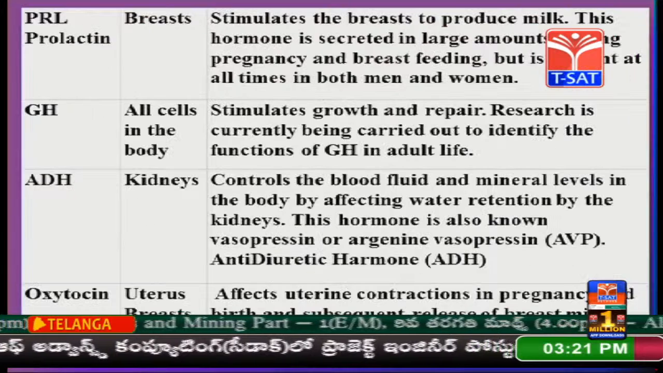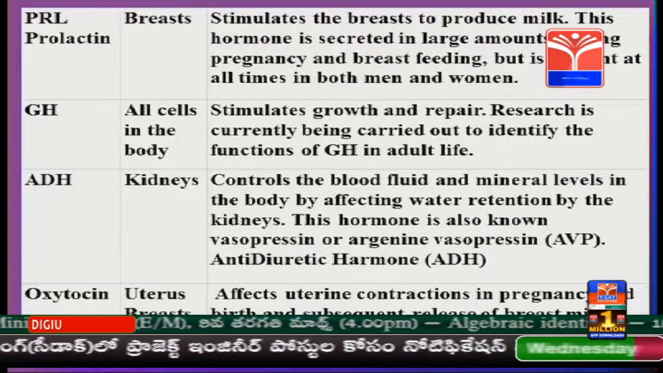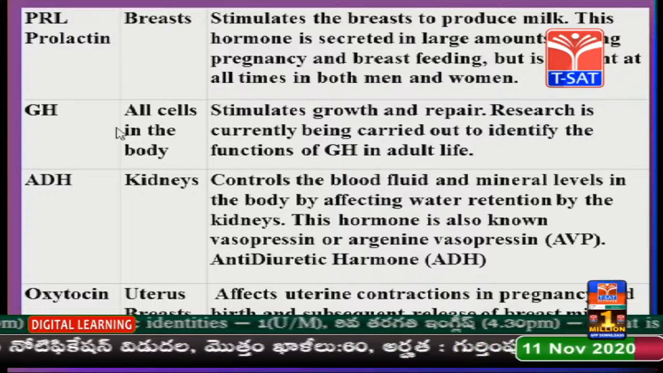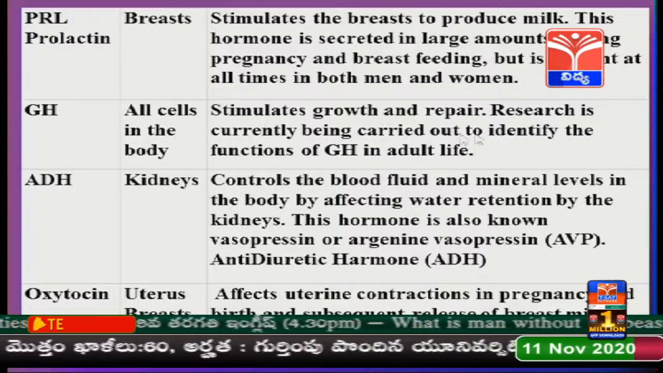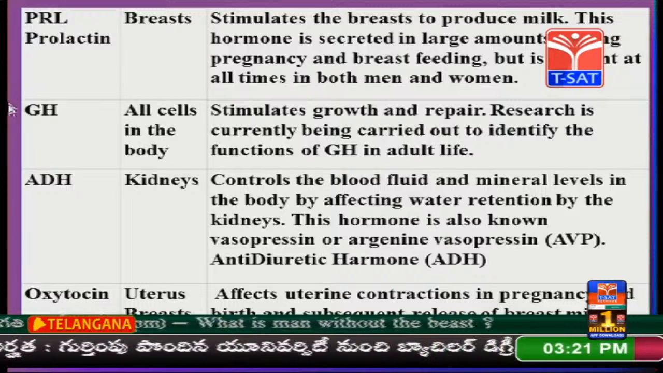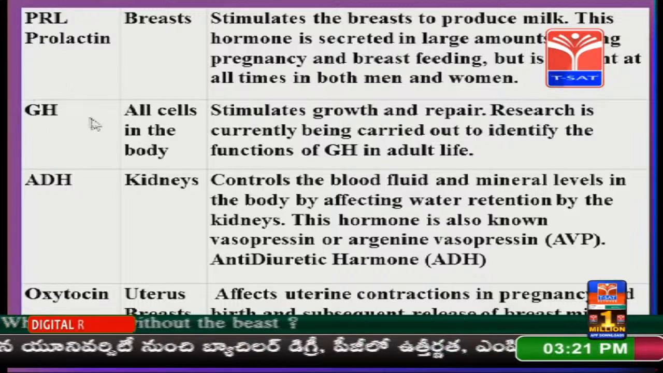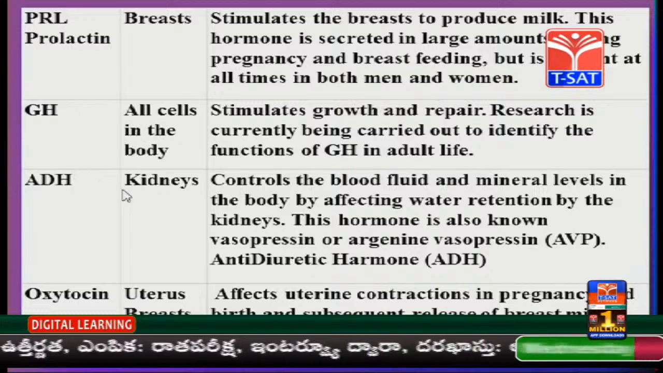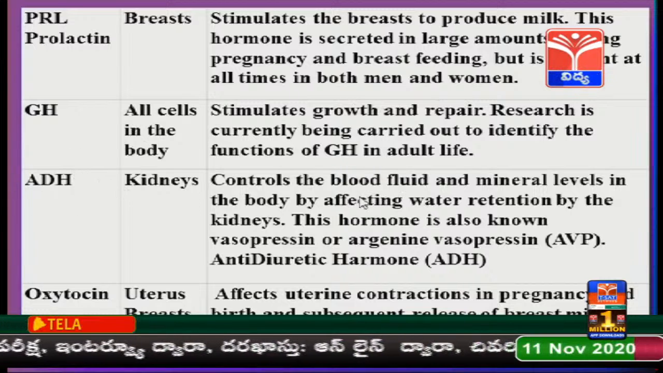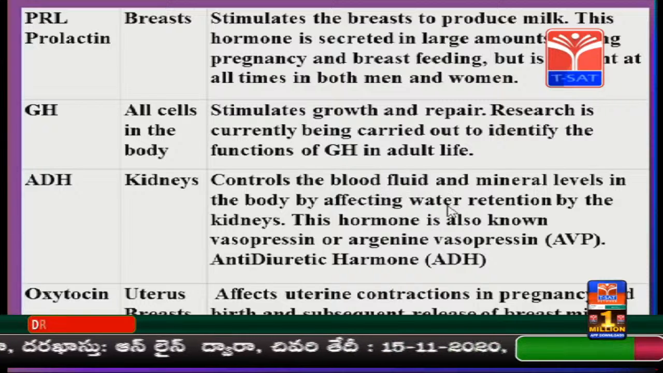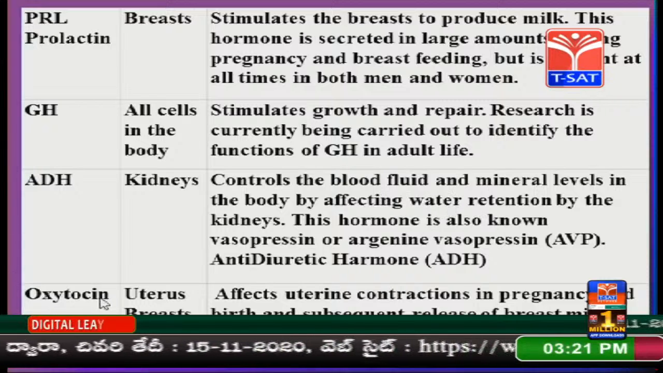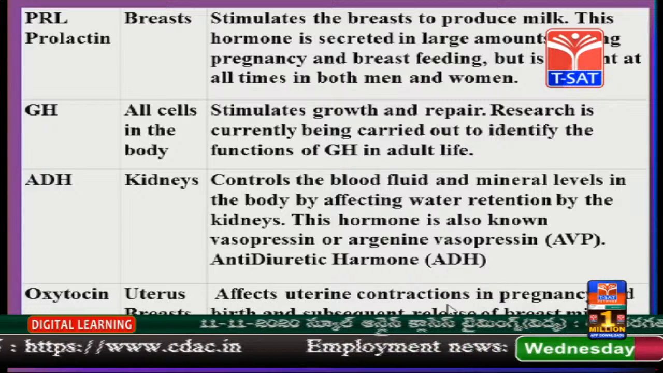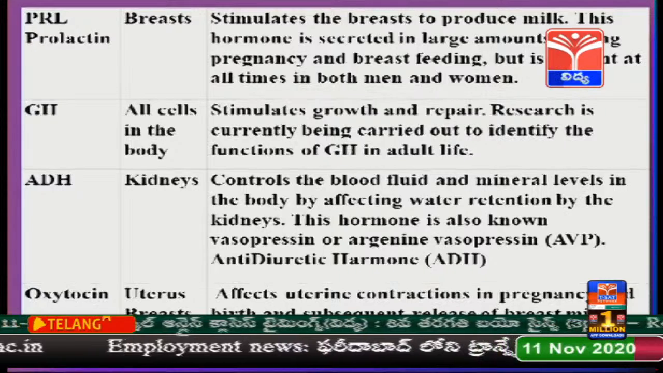The other hormones secreted by the pituitary gland are prolactin, which helps in the development of the breast, and growth hormone. Children, this is a very important hormone. This hormone is responsible for the change in your height. ADH, antidiuretic hormone, helps in the control of the body's blood fluid. Oxytocin helps in the uterus and breast contractions during pregnancy.